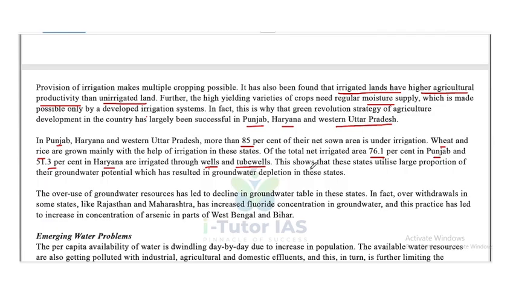This shows that these states utilize a large proportion of their groundwater potential, which has resulted in groundwater depletion in these states.